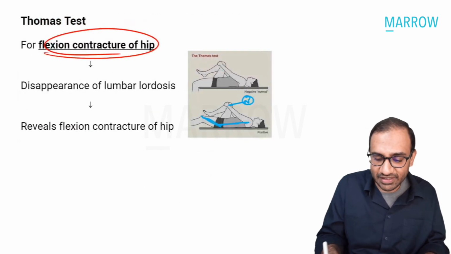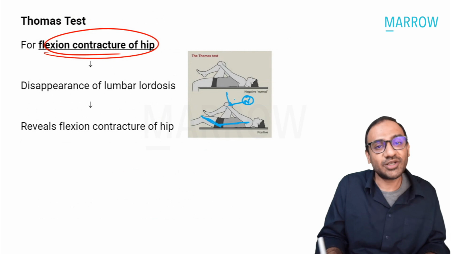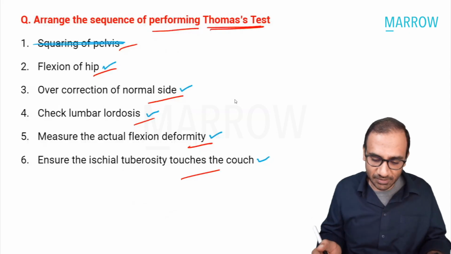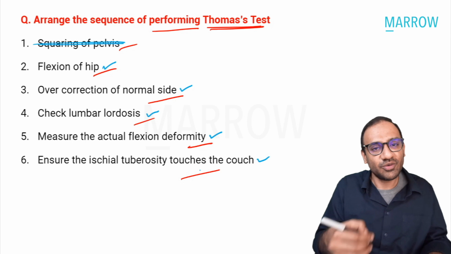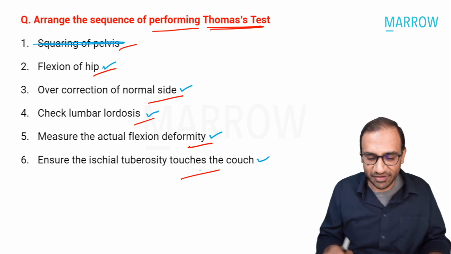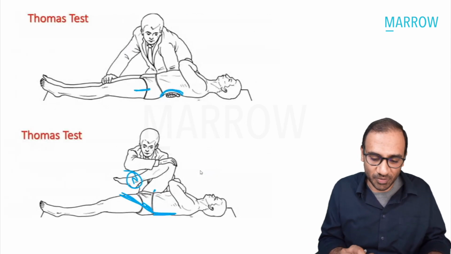Because when you're flexing the normal side, friends, if you do it beyond a limit, the pelvis will lift up. So not only will it go into neutral, it will go beyond that. So you have to make sure that the ischial tuberosity is still touching the couch and the lumbar lordosis is obliterated. Okay, so those are the steps you do, and based on that, whatever options were there in the exam, you could have marked this. Now you know how Thomas test is performed.